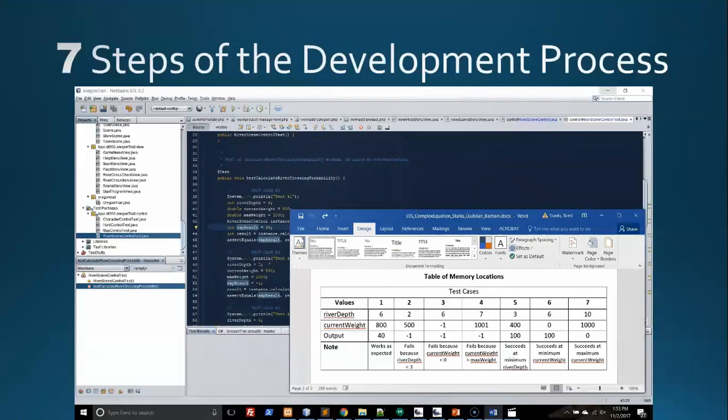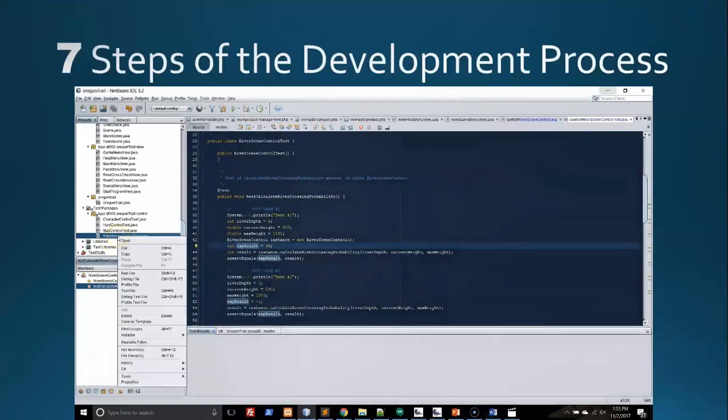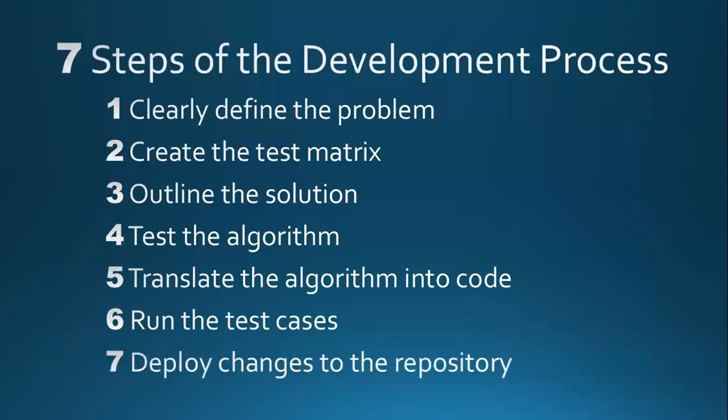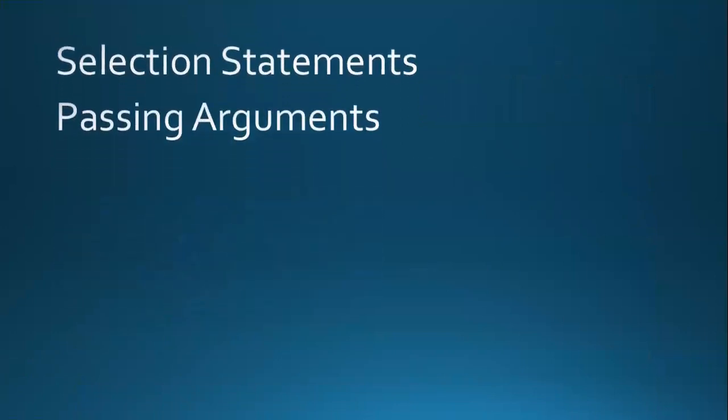To run the test, we're going to right-click our class and click Test File. Our test results pop up here. As you can see, we had a 100% success rate. You can see that all 7 test cases were run, so we know that each test was run successfully. Once all the test cases have passed, we can deploy our changes to the repository, always making sure to pull before pushing. Up next is selection statements and passing arguments.